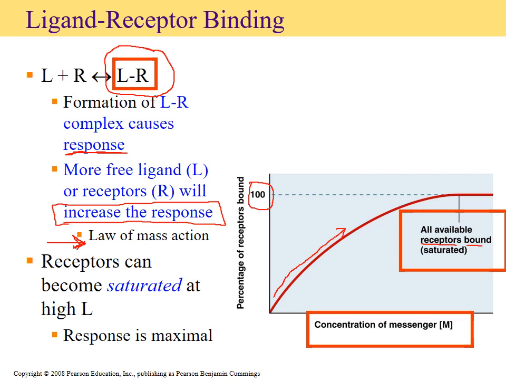So at the bottom of the PowerPoint, I wrote down for you: receptors can become saturated, meaning that they're all full, and at that point, all responses are at maximum capacity. You cannot instigate or amplify it anymore.